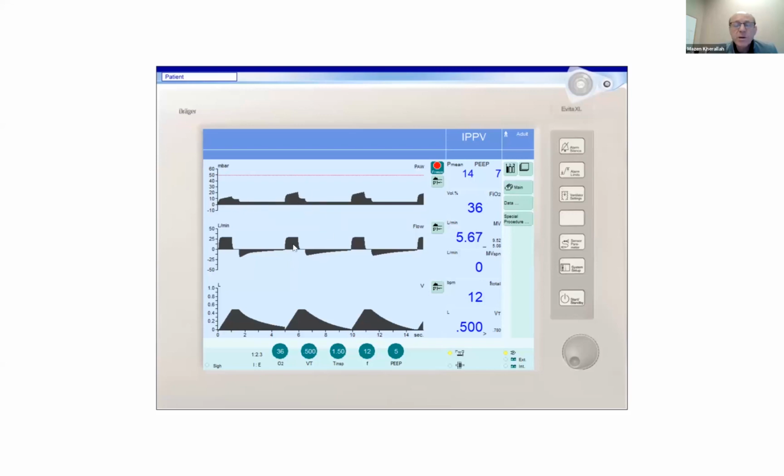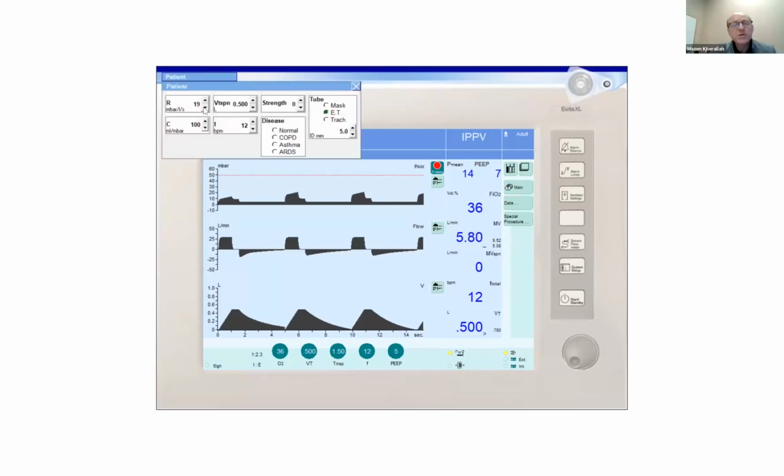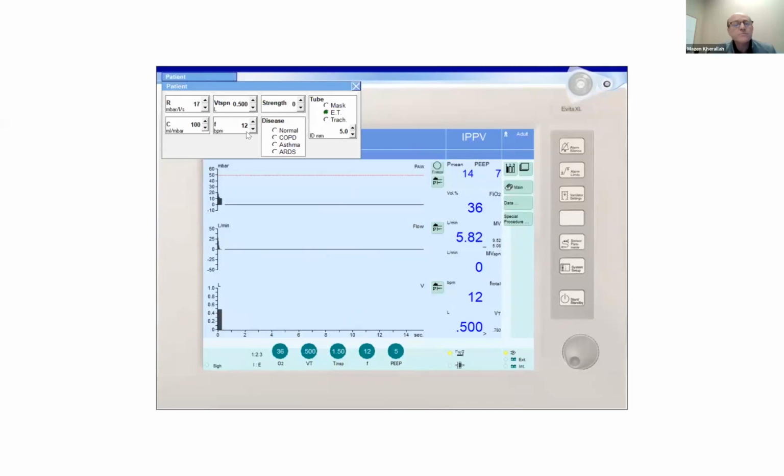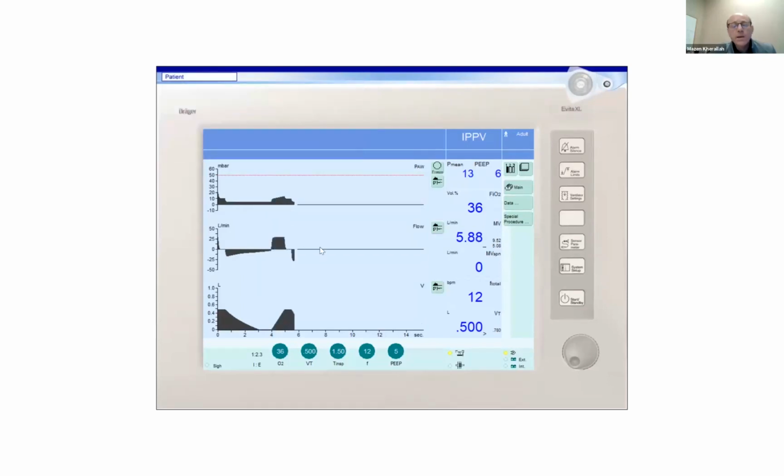So we know that the problem is in the airways, and we had to utilize a higher airway pressure in order to deliver that 500. So this is the first thing that would dictate the change in the pressure. Let's go down on the resistance again. Okay, so we're back lower on the pressure since the resistance is improved.